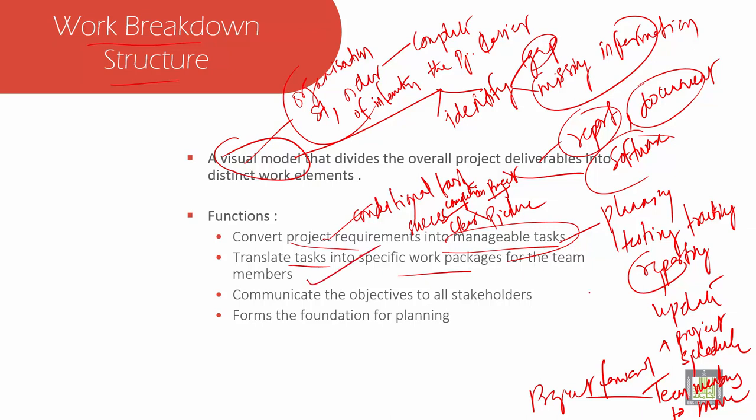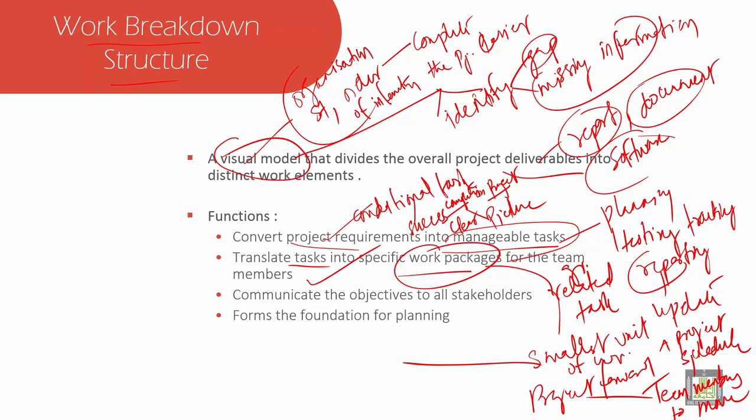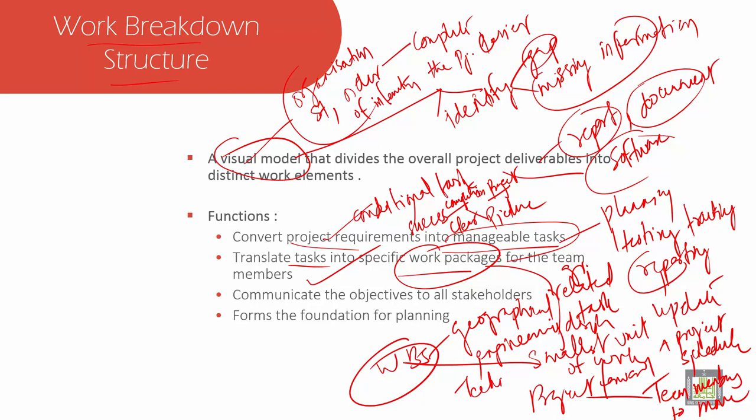What is a work package? A work package is a group of related tasks. They are the smallest unit of work that a project can be broken down into. Because you create the work breakdown structure, they are grouped into areas like geographical, engineering discipline, technology oriented, and time. All these are taken as work packages.